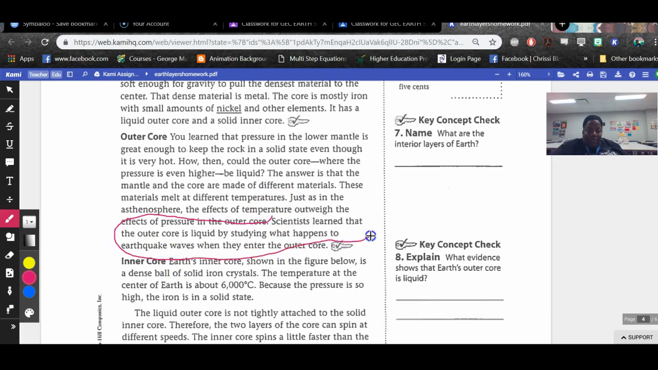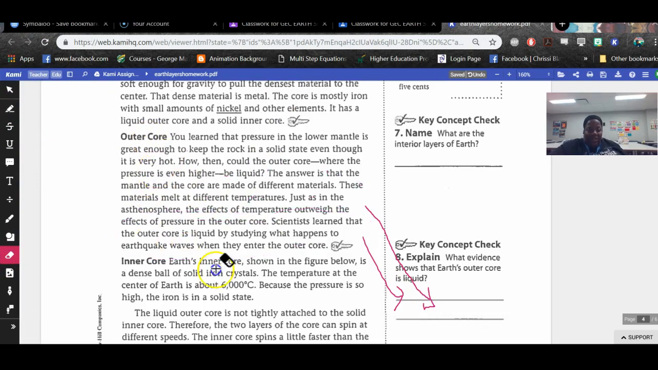We have this information right here. What evidence is from what scientists have studied. Okay, and we can also put this information to you. The outer core and mantle are made of different materials which melt at different temperatures. Any one of those would be great for an answer.